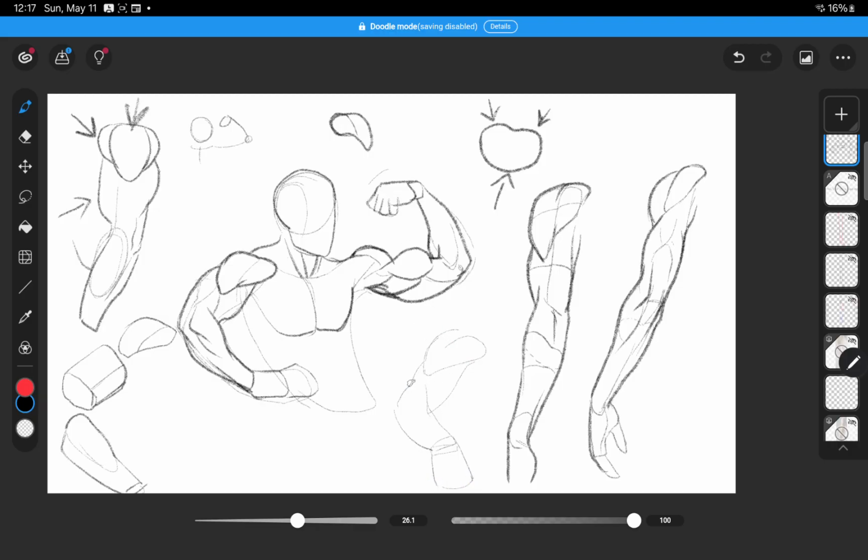But yeah, that's arms. Hopefully you understand it a little more. Oh, and these rules apply to not just super muscular people. You could do this on skinny arms, you can do this on bigger arms, you can do this on female arms, doesn't matter. So like even a slender female arm right here.